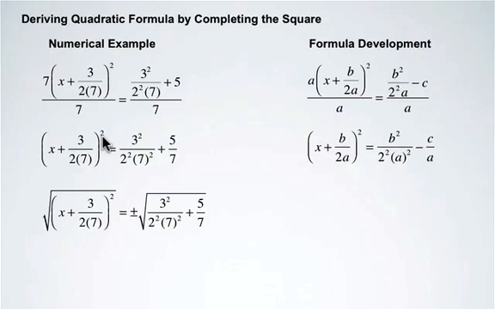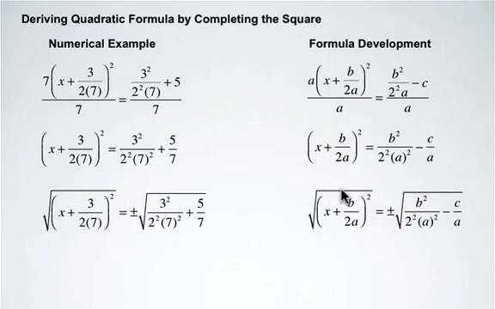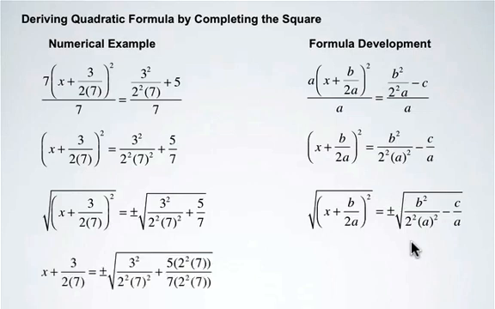Now since we have squared on the left-hand side, we need to square root it to get rid of it. So we square root the whole side. We do the same on the other side. We perform the same on our formula development. So this gets rid of the square, and we can drop the brackets. Now we have x plus 3 divided by 2 times 7. And on the right side, we have plus or minus, because whatever is inside this square root could be a plus or negative, or positive or negative number.